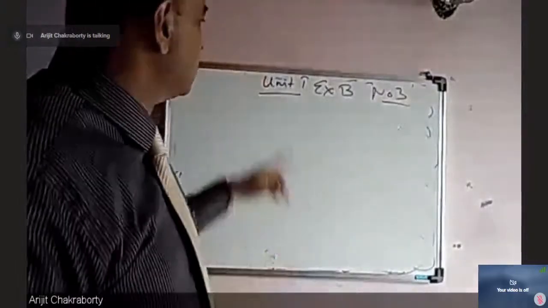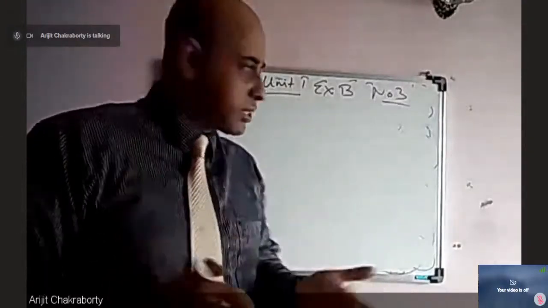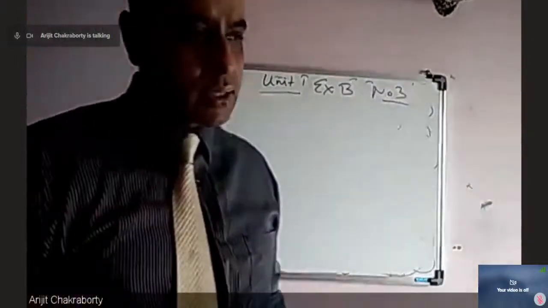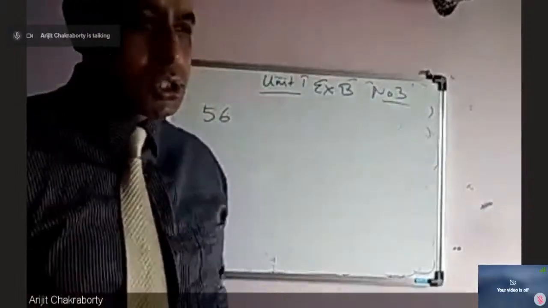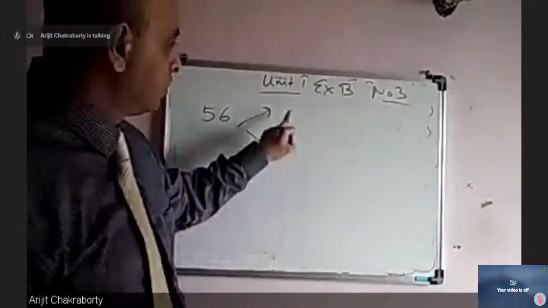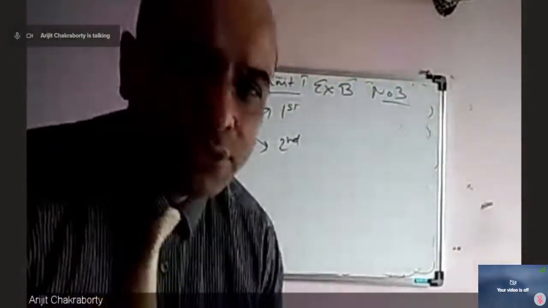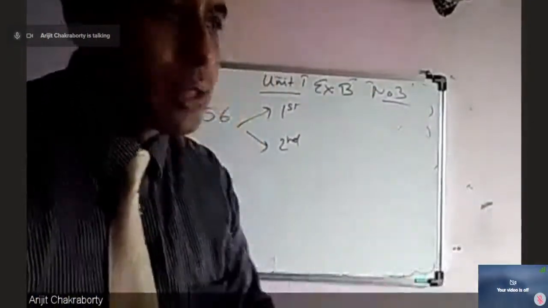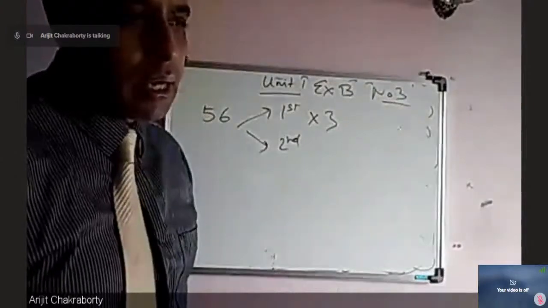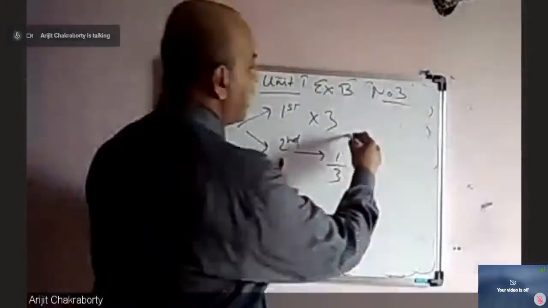Okay, let's see the problem. Divide 56 into 2 parts such that 3 times the first part exceeds 1/3 of the second part by 48. First part, second part. So you divide 56 into 2 parts so that 3 times the first part exceeds 1/3 of the second part by 48.